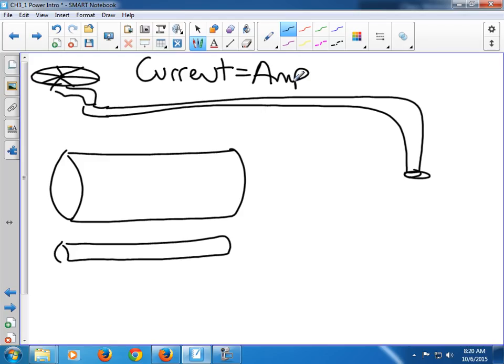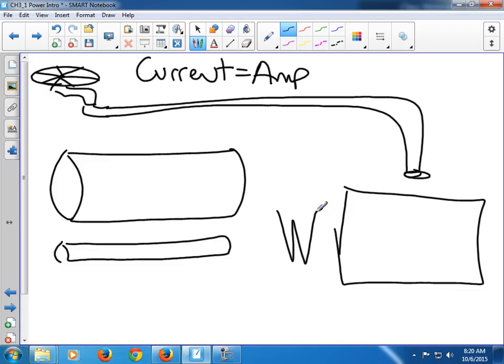So the current is how much is being pushed through there. That's the rate that it's being pushed through there. That's my analogy there. So current is how it's being pushed through. That's our amperage. And then down here at the end is our bucket of water, like my analogy.